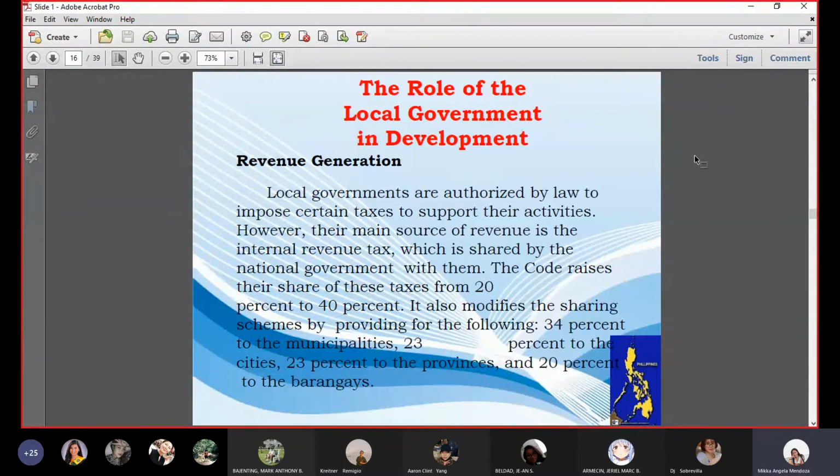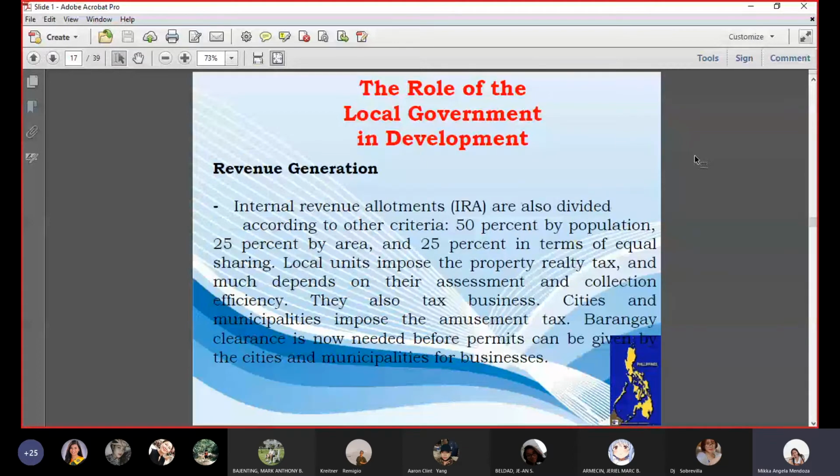So this internal revenue tax that is being collected is not solely for the LGU. It is also shared with the national government. That's why they are compelled to pay, every April you pay your taxes. So that's one. Revenue generation, internal revenue allotments or the IRA are also divided according to other criteria: 50% by population, 25% by area, and 25% in terms of equal sharing.